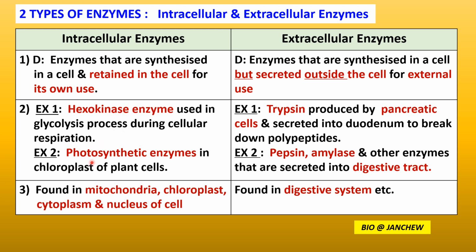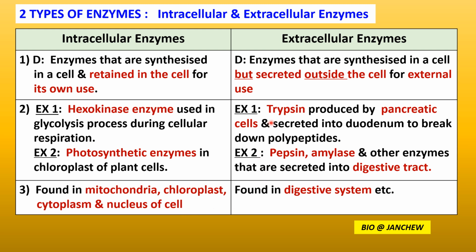The second example of intracellular enzymes are photosynthetic enzymes found in the chloroplast of plant cells, which carry out photosynthesis. Photosynthetic enzymes catalyze the process of photosynthesis, which consists of a series of reactions. So where are intracellular enzymes found? They are found in organelles like mitochondria and chloroplast, and also in the cytoplasm and in the nucleus of the cell.